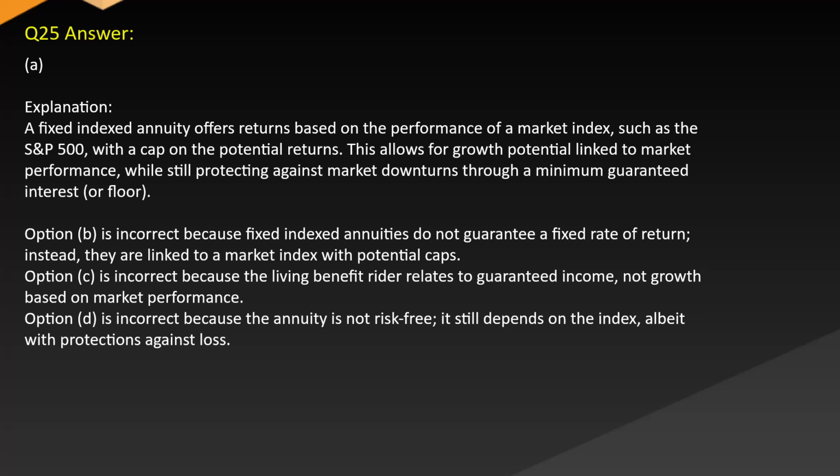Instead, they are linked to a market index with potential caps. Option C is incorrect because the living benefit rider relates to guaranteed income, not growth based on market performance. Option D is incorrect because the annuity is not risk-free. It still depends on the index, albeit with protections against loss.